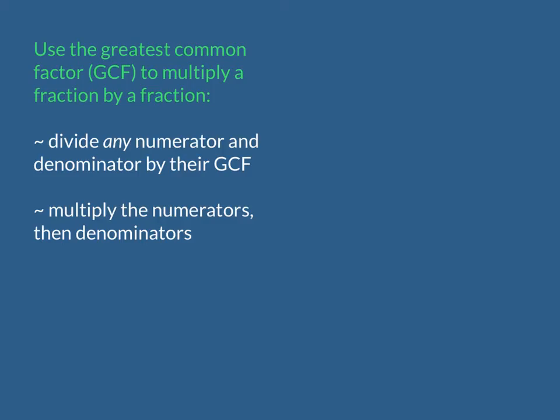You can also use the greatest common factor, or the GCF, to multiply a fraction by a fraction. So first you would divide any numerator and denominator by their GCF, then multiply the numerators, then the denominators. The product will already be in simplest form. So let's take a look at this using the example from our last problem. So if we have 2/3 times 3/8, an easy way to look at this is I can cross out both of these 3's. I can divide those both by 3 and get 1 and a 1. That makes it super easy.